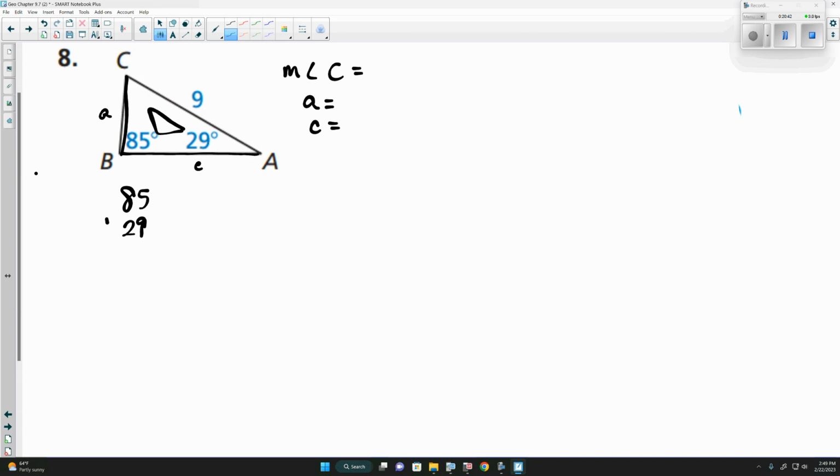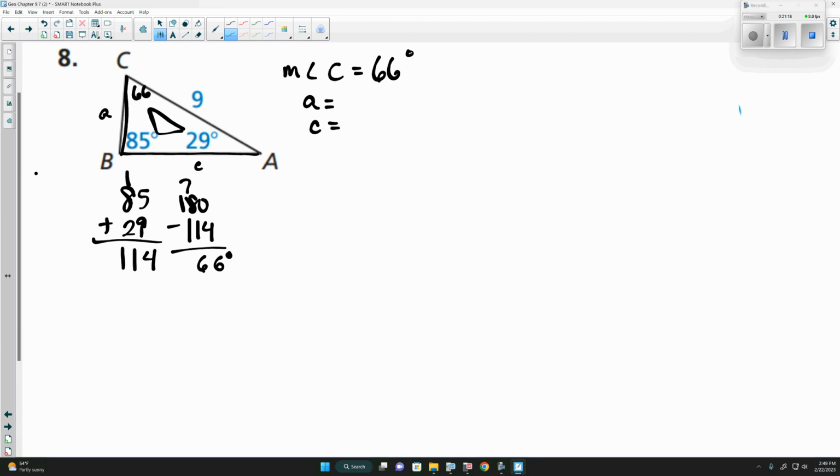So we're adding 85 and 29 together. 4 carry the 1 is 114, and we can subtract it from 180, which tells us that angle C is 66 degrees. Questions on this so far? So this is just, it will somewhat impact the problem, but not a whole lot.